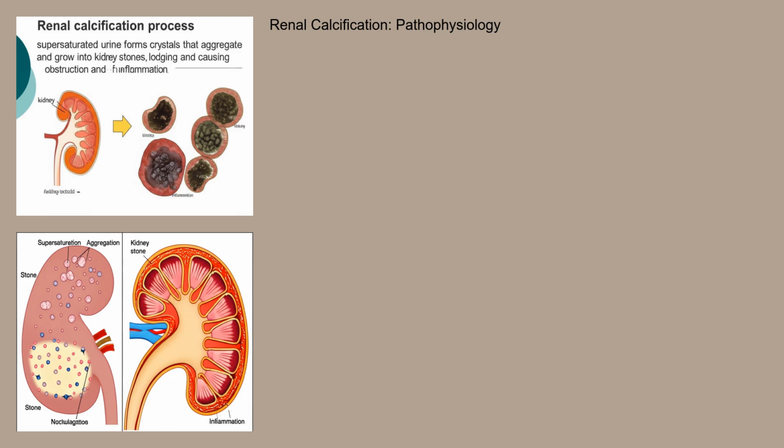Now, let's understand how renal calcification develops, focusing on the pathophysiology. It begins with supersaturation of the urine with stone-forming substances. Imagine a glass of water where you keep adding sugar. At some point, the sugar won't dissolve anymore, and crystals will start to form. A similar process occurs in the kidneys. When the concentration of minerals exceeds their solubility, they begin to crystallize. These tiny crystals can then aggregate and grow, forming larger stones.